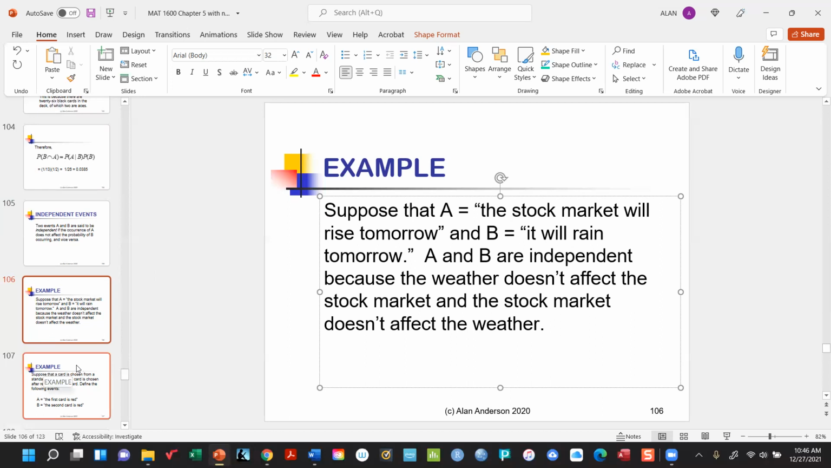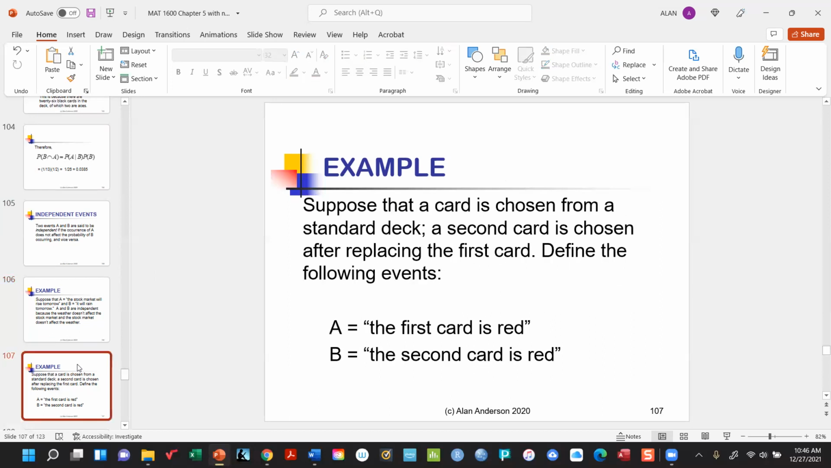So we're gonna see what this means and what effect it has on the multiplication rule. This time, we're going to pick a card from a deck, look at it, and then put it back in the deck. And then we take another card. It doesn't say so here, but let's say we also shuffle the deck just to make sure we don't accidentally pick the same card again. So we've got the events: A, the first card is red, and B, the second card is red.